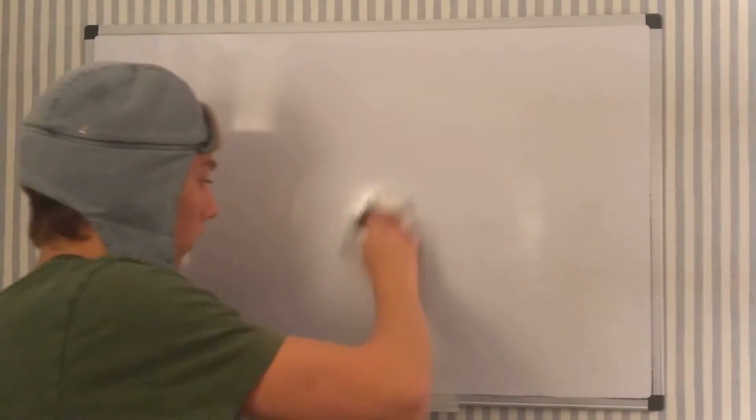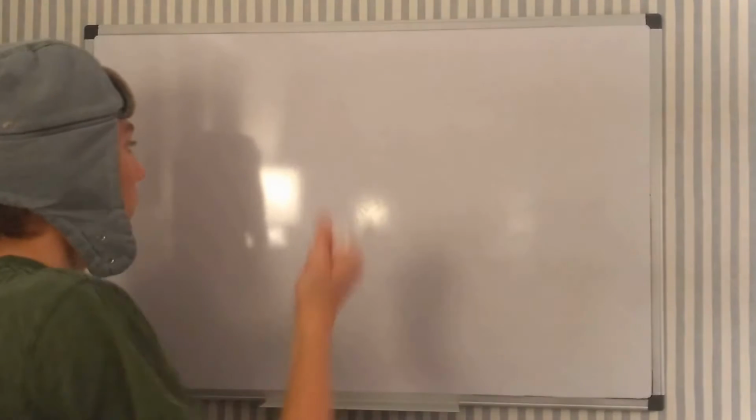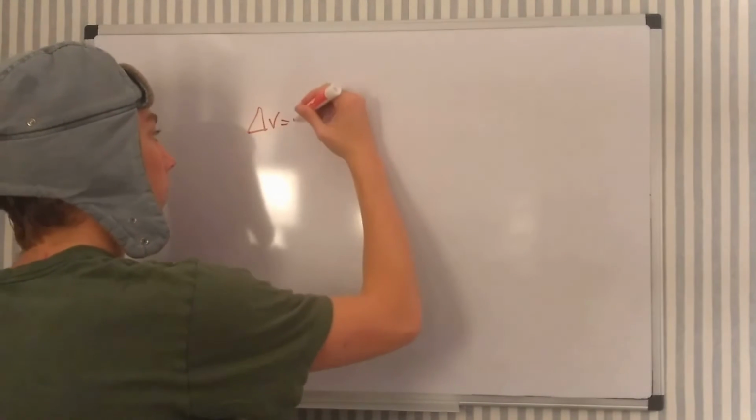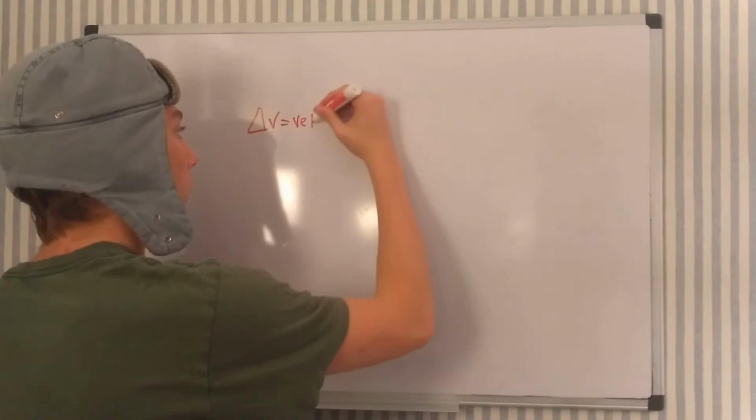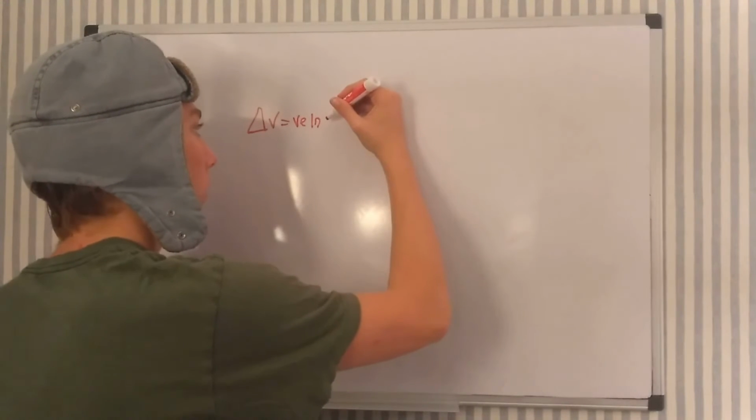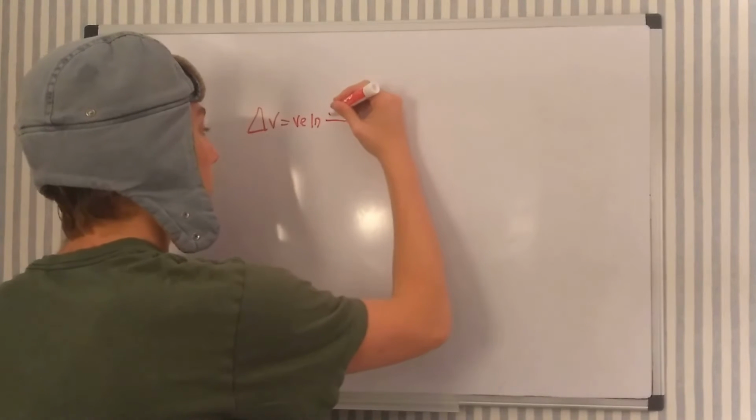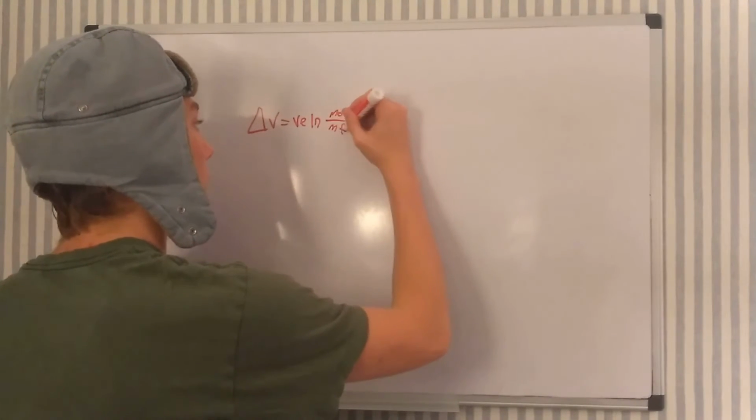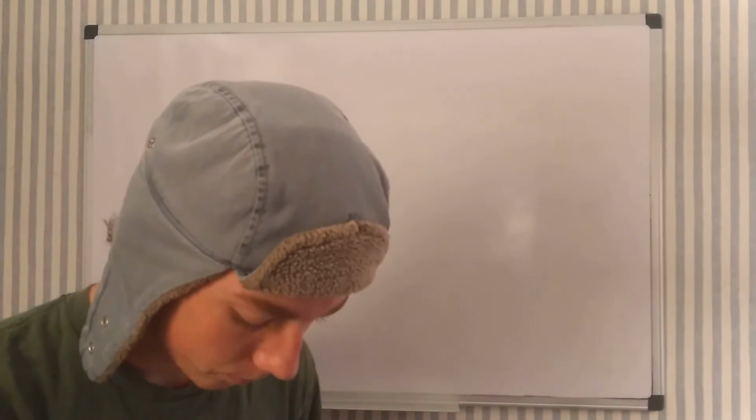Now, Tsiolkovsky's rocket equation, also known as delta V, is: delta V is equal to effective exhaust velocity multiplied by the natural logarithm of wet mass divided by dry mass.